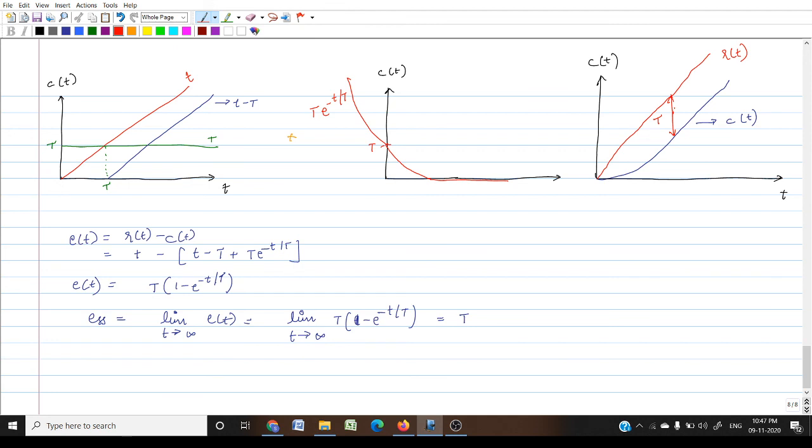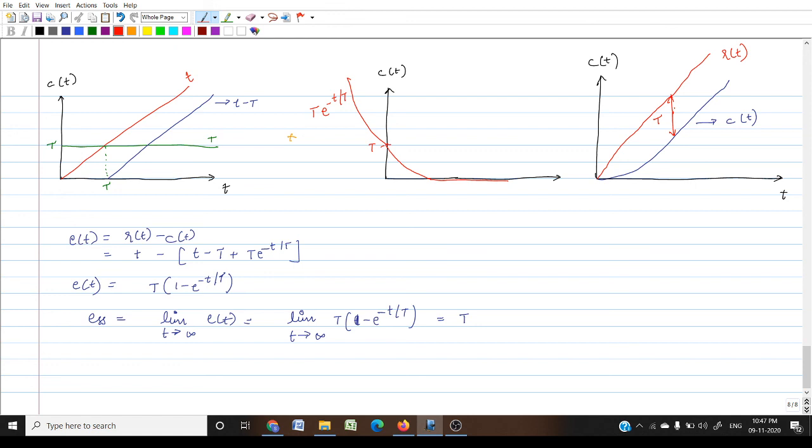We have seen that in the previous problem we couldn't actually identify any steady state error because it was zero. We couldn't differentiate. But here you can see that this is r of t, the red line is our desired response and c of t is the actual response. Between these we have a steady state error of value equal to the time constant, that is T.